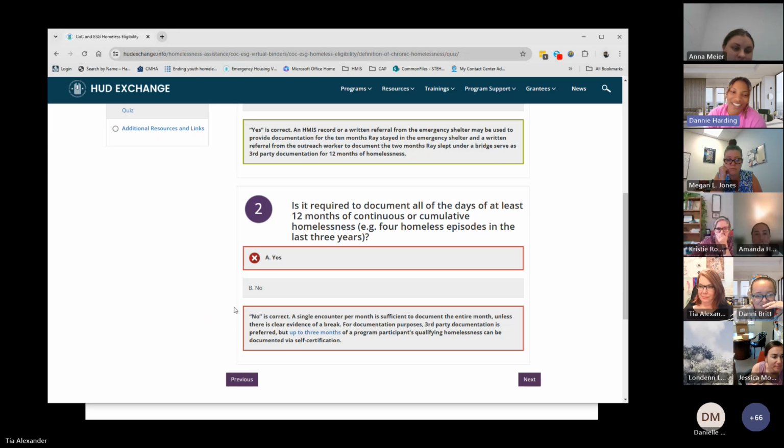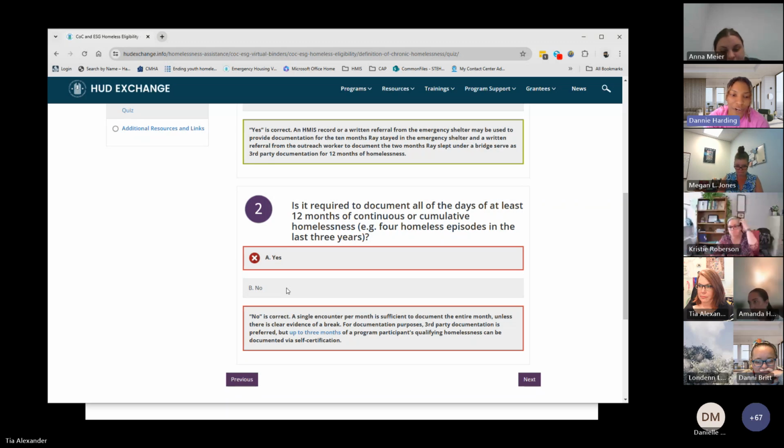No is the correct answer. A single encounter per month is sufficient to document the entire month, unless there is clear evidence of a break. For documenting purposes, third-party documentation is preferred, but up to 3 months of a program participant qualifying homelessness can be documented via self-certification. Does that make sense? Okay, I'll change my answer.